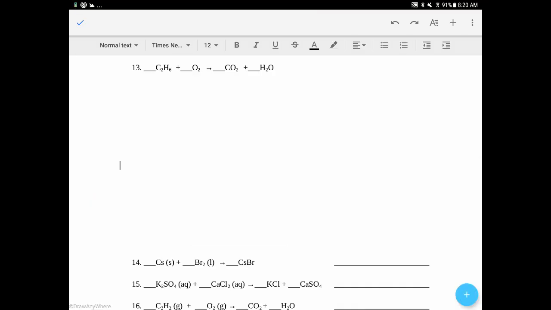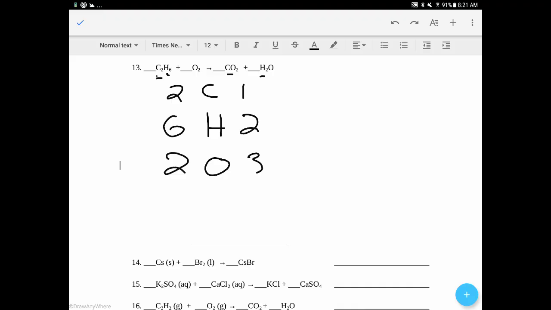All right, now, this one's a little tricky. Okay, now we're same situation. We're going to draw our chart on the bottom underneath the arrow. So we have C's, we have H's, and we have O's. Okay, so 2 C's on the left, 1 C on the right, 6 H's on the left, 2 H's on the right, 2 O's on the left, and 3 O's on the right, because you have 2 here and 1 here.